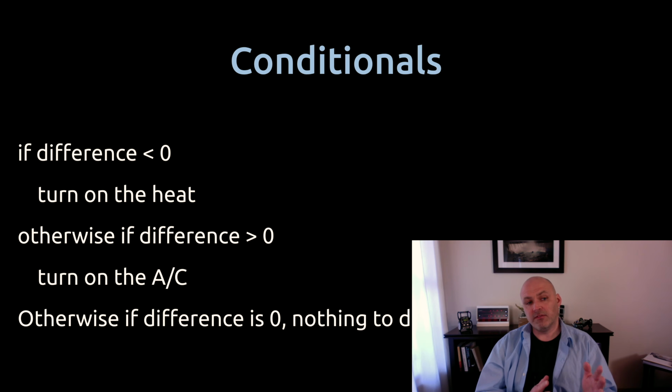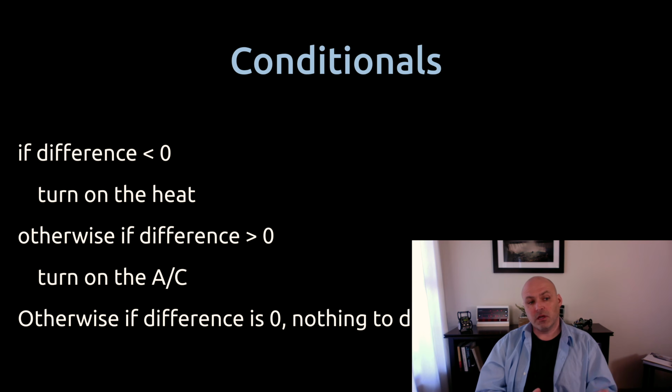We have -5 is less than 0. So we're asking, is this true? Is -5 less than 0? If the answer is true, then we're going to perform the indented action below it, which is turn on the heat. In this case, that is true, right? A -5 is in fact less than a 0, so we are going to turn on the heat.